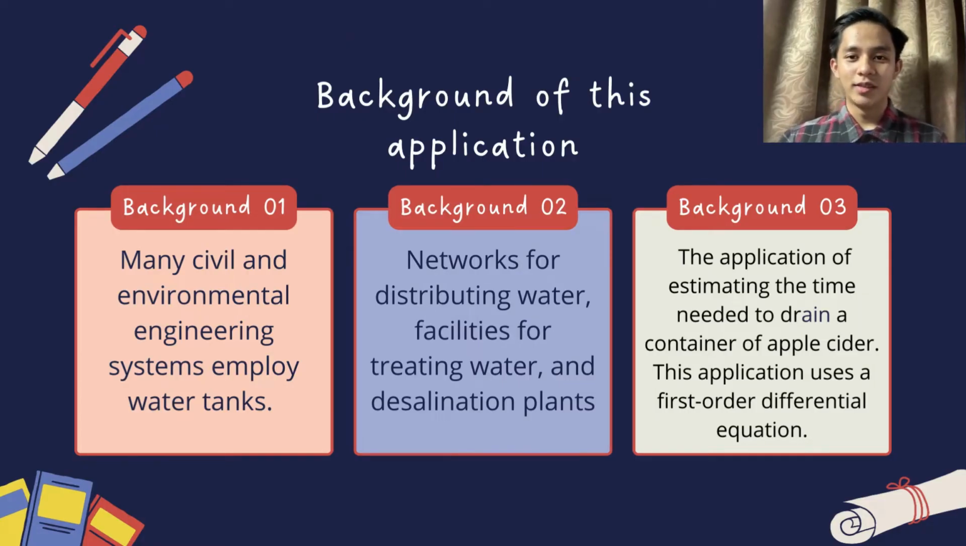Many civil and environmental engineering systems employ water tanks. Networks for distributing water, facilities for treating water, and desalination plants are a few examples of these systems. One of the crucial tasks usually carried out during regular maintenance and emergency operations is draining a tank. But in this video, we are going to discuss the application of estimating the time needed to drain a container of apple cider. This application uses a first order differential equation.